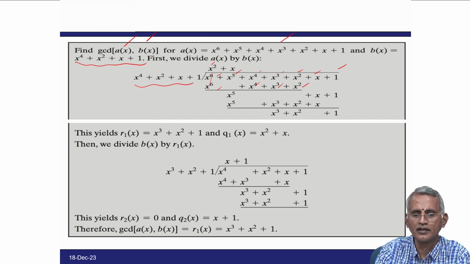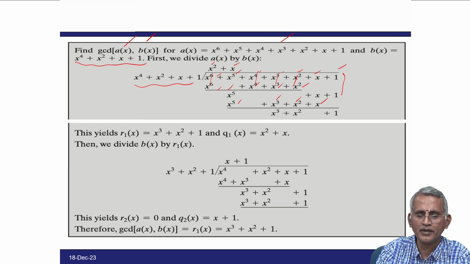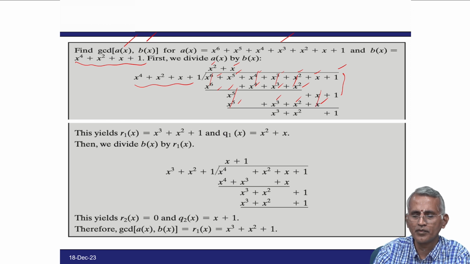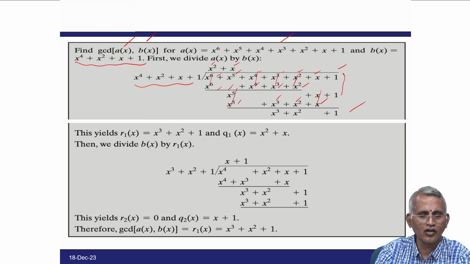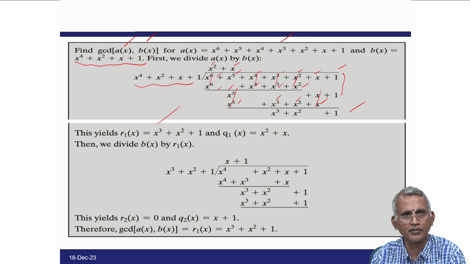Therefore, cancel, we have only x power 5 and we have to carry this one x plus 1. Next you take x and then multiply with x power 4, x power 5 will come, x into x square is x cube, x into x is x square, x into 1 is x, then subtract them, it becomes 0 here, x cube plus x square plus 1. Therefore, Rn(x) is x cube plus x square plus 1 and Qn(x) is x square plus x.